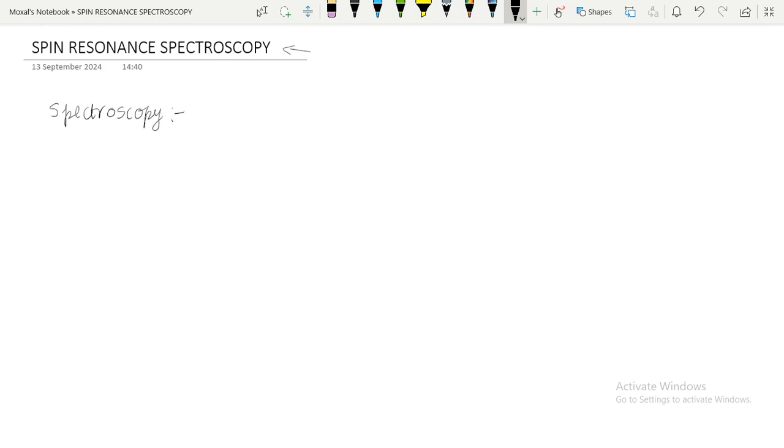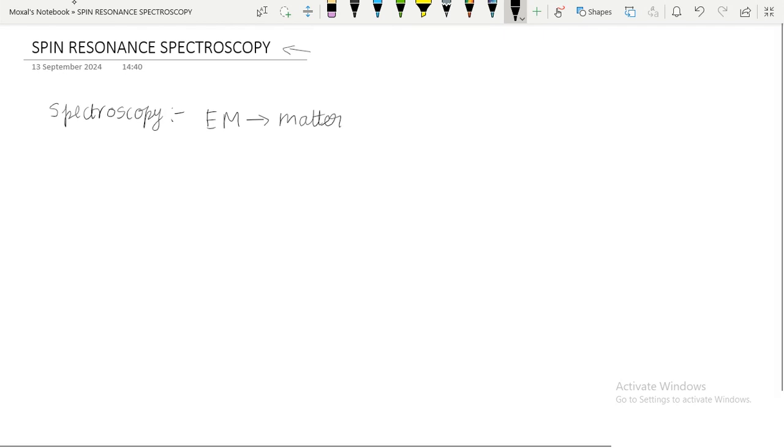So spectroscopy is the study of electromagnetic radiation with matter. And so what kind of spectroscopy are we looking at? We are looking at spin resonance spectroscopy. Okay, we'll see why it is spin resonance spectroscopy. So to know this spin resonance, first we have to know what is spin.